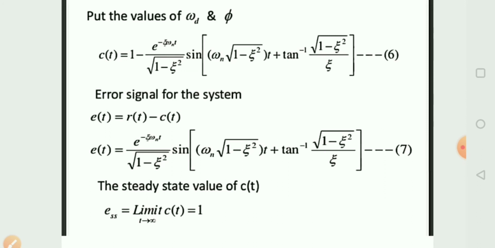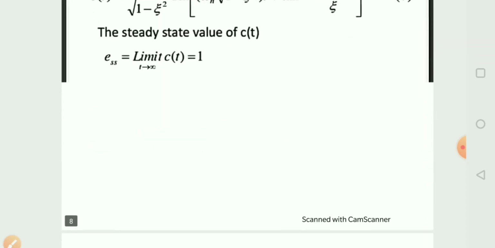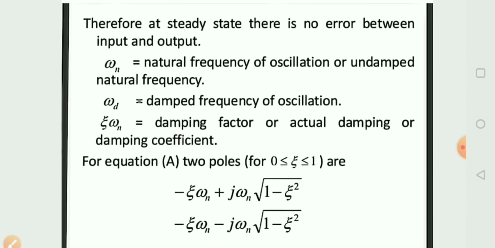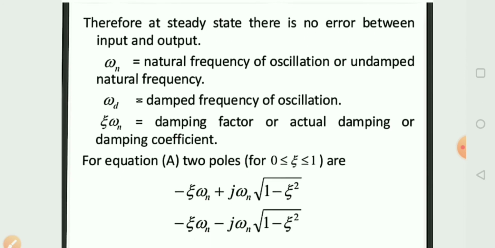And if we calculate the steady state value of C(t), we know that the steady state value is found as time t goes to infinity, and this is the constant value. So we find e_ss equal to limit t tends to infinity of e(t). We get this value as 1. Therefore, at the steady state, there is no error between the input and output, because the value is 1.